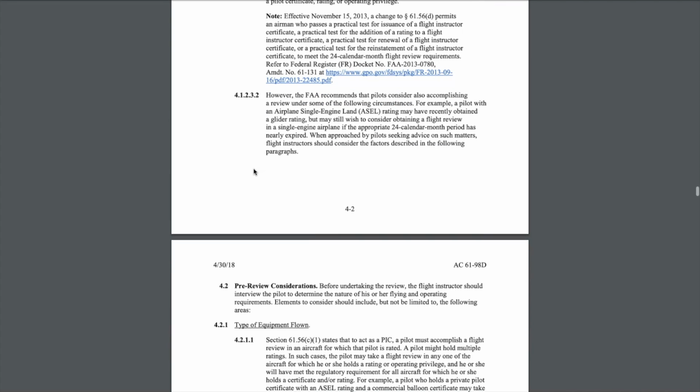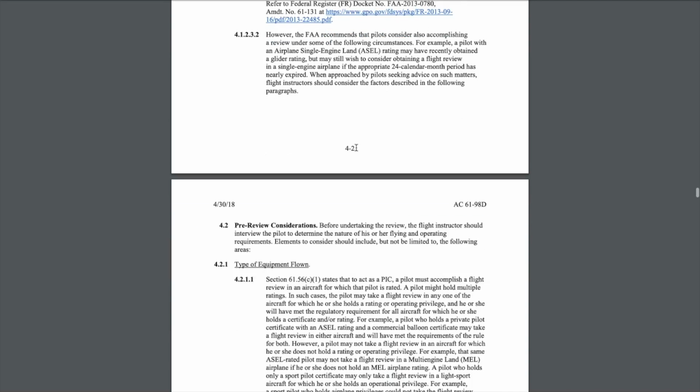And then down here it says, however, the FAA recommends that pilots consider also accomplishing a flight review under some of the following circumstances. For example, a pilot with an airplane single engine land rating may have recently obtained a glider rating, but still wish to consider obtaining a flight review in a single engine airplane if that 24 months expired. And what it means by that is if you have several different types of aircraft on your pilot certificate, you may want to consider doing some type of proficiency in those particular aircraft once every 24 months. And that's what that is saying.